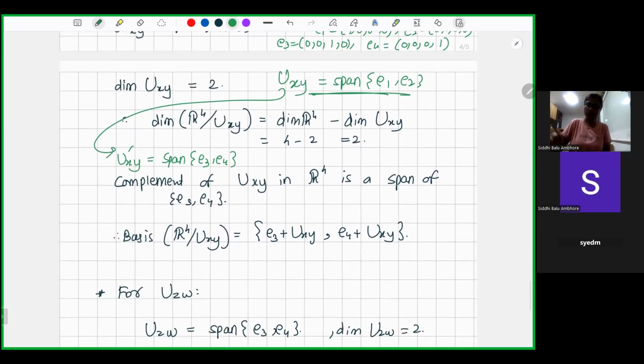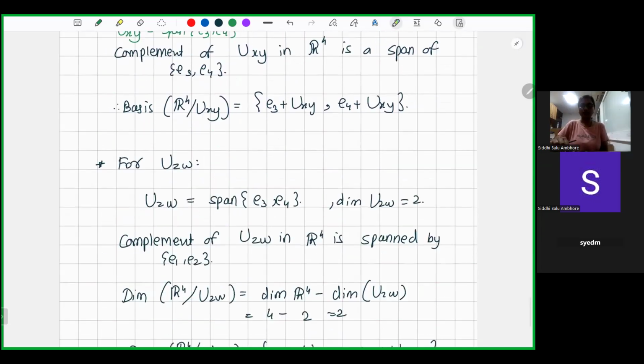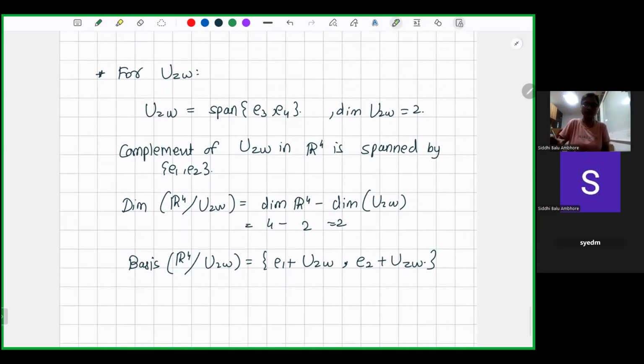And the corresponding cosets will give me, corresponding to this E3, E4, the vector subspace of this UXY and not ZW. I hope you understand how we are doing this. We did the same for ZW. So ZW is a span of E3, E4. The complement of ZW will be E2, E3. So the basis of the quotient R4 by UZW will be the cosets E1 plus UZW and E2 plus UZW. That's it.